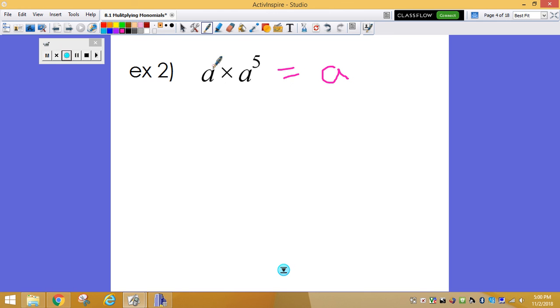Now, this one's a little bit different because this first one, it doesn't have an exponent. So if there is no exponent, we always put a 1 there. And again, the rule is that if they're multiplying, you add them. So 1 plus 5 is 6.